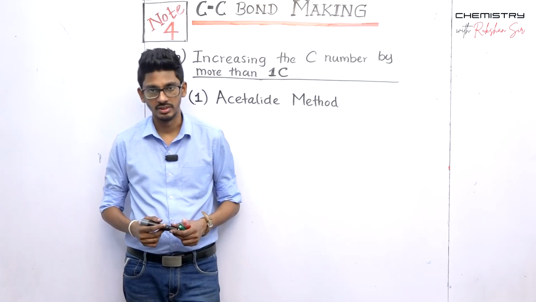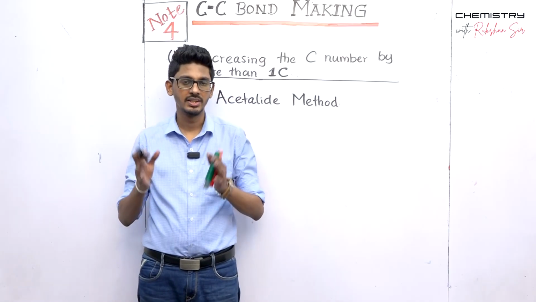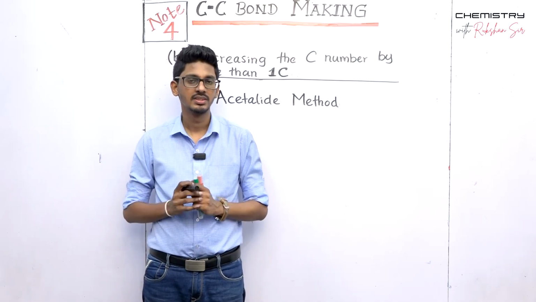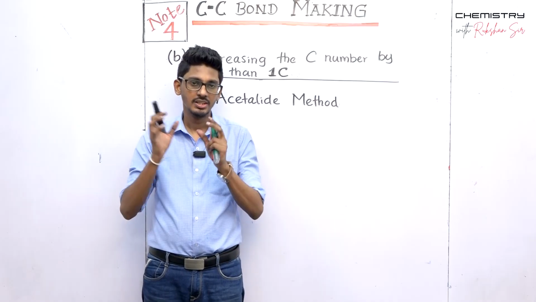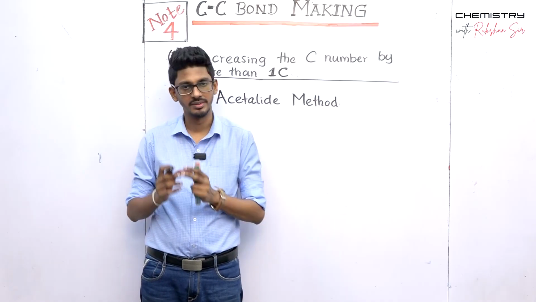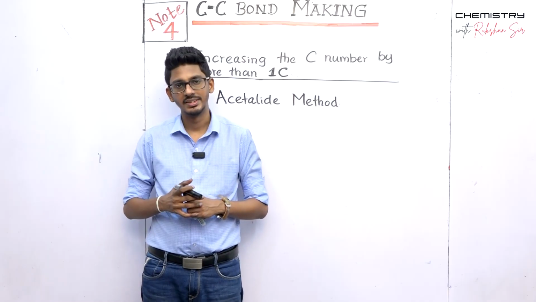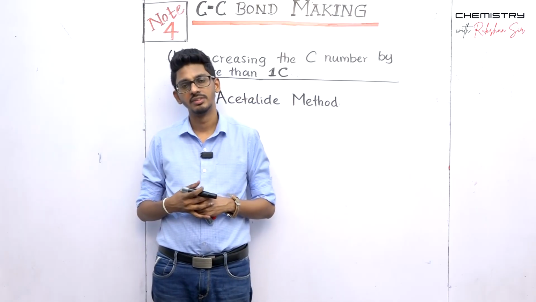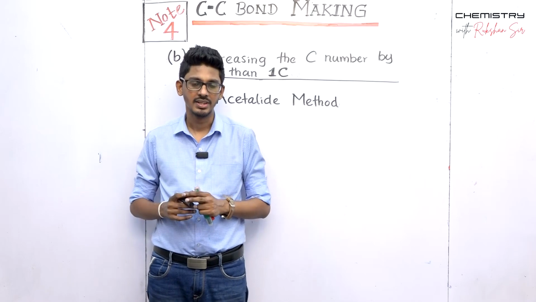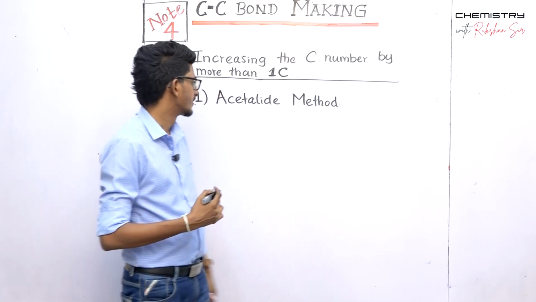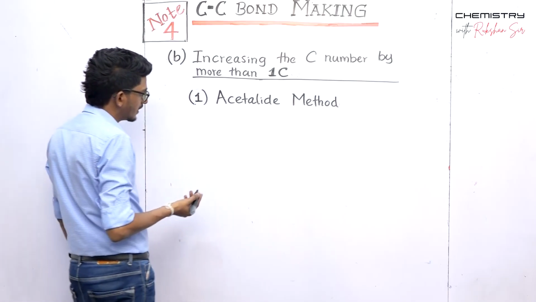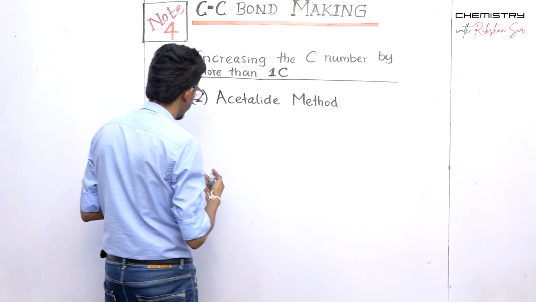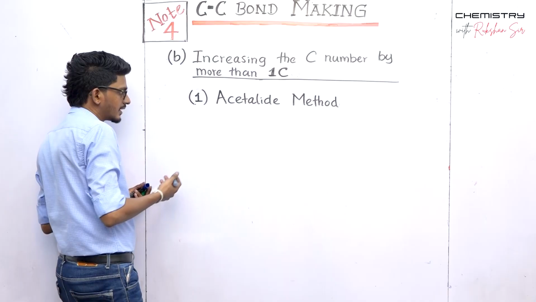Let's discuss the acetylide method. First of all, I'll discuss the theory behind the technique: how the acetylides are made and how those can be used to come up with compounds with more carbons. We have discussed these things when we did terminal alkynes and alkyne chemistry. Again, I'll give you a recap. First, how the acetylides are made. Basically, acetylides are made from terminal alkynes.